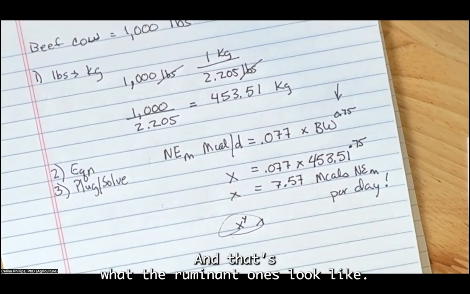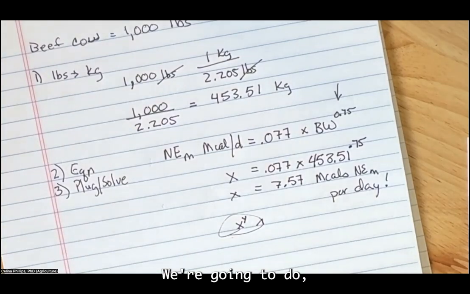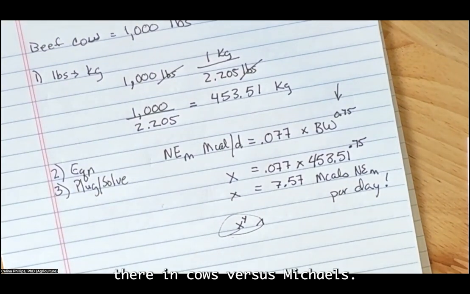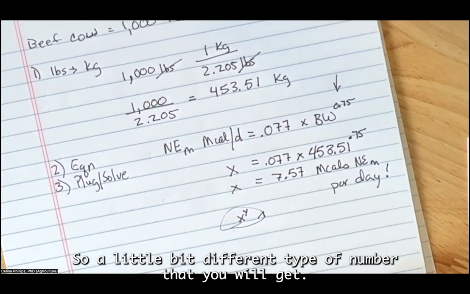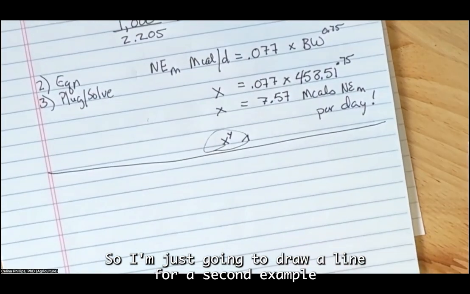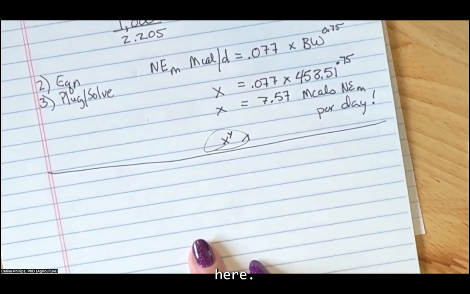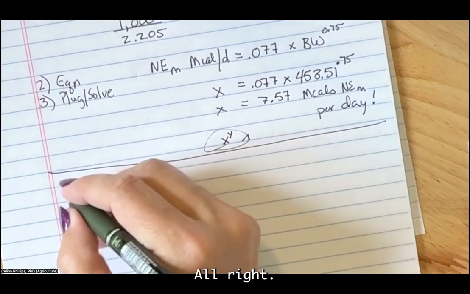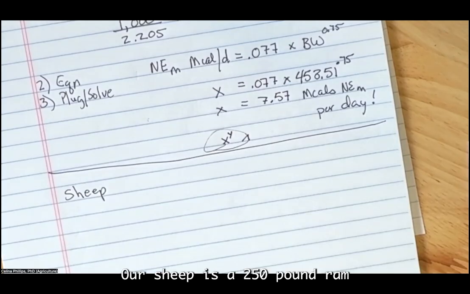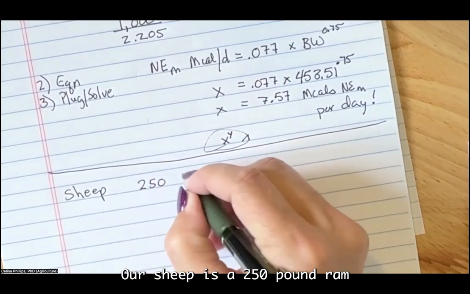And that's what the ruminant ones look like. We're going to do a sheep equation, because sheep and goats are in kcals versus mcals. So a little bit different type of number that you will get. I'm just going to draw a line for a second example here. All right, so say we have a sheep. Okay, our sheep is a 250-pound ram, big sheep.